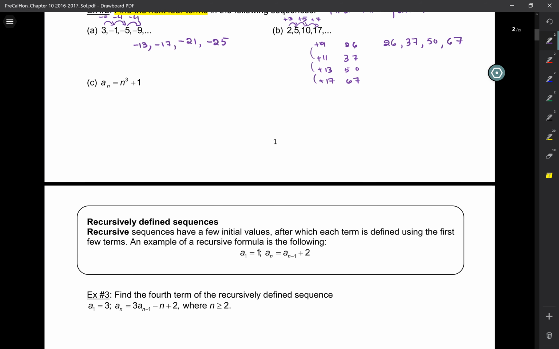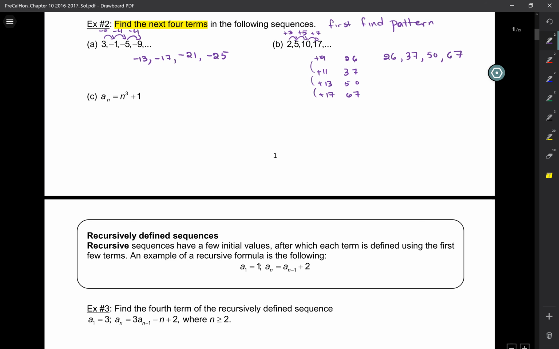All right. So here you're given the explicit formula, and if it says to find the next 4 terms, basically we're going to start from A1. Again, whether it's A1 or A0, it'll be specified. If it's not specified, you could just pick one. Let's start with A1.